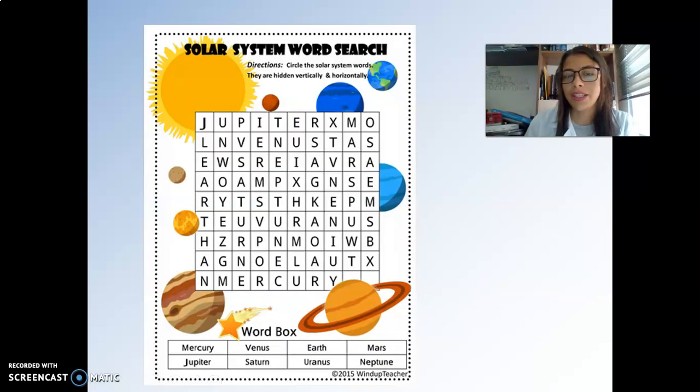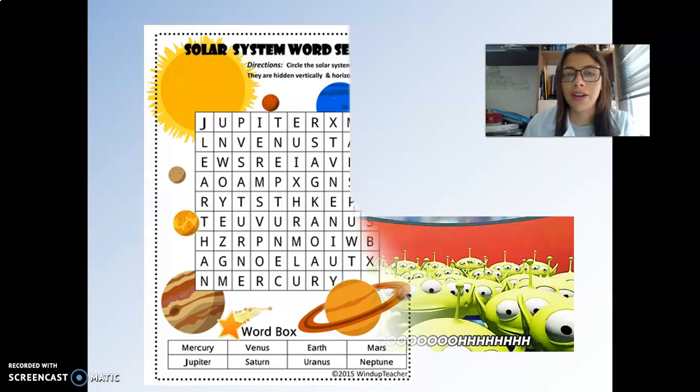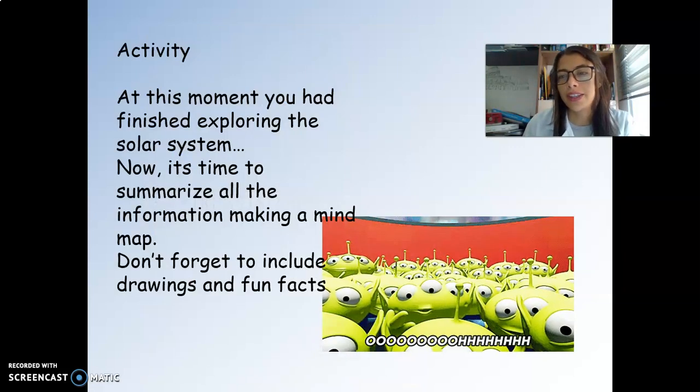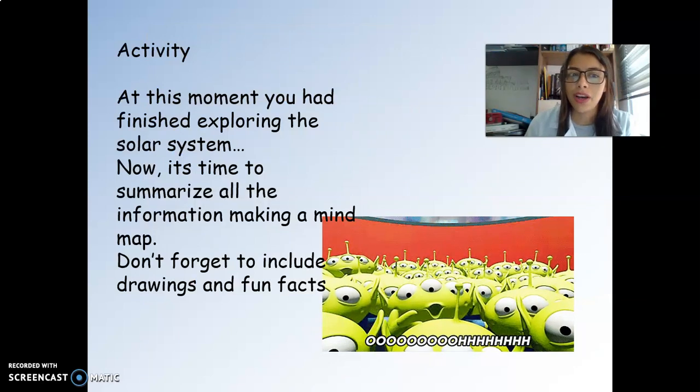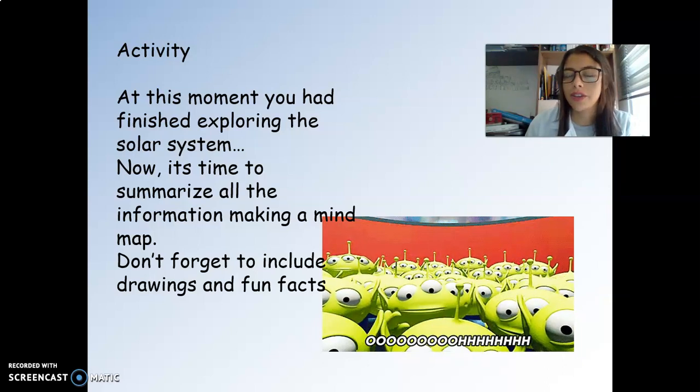Now, you have a minute to find all the vocabulary seen in the class. Can you find the planets in the word search? Good job! Now we are going to define our activity for today. At this moment, you have finished exploring the solar system. Now it's time to summarize all the information, making a mind map. Don't forget to include drawings and fun facts.